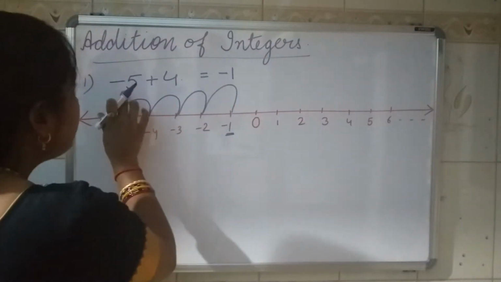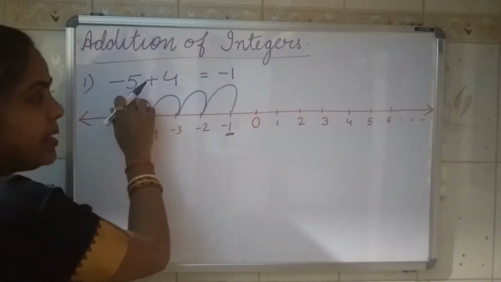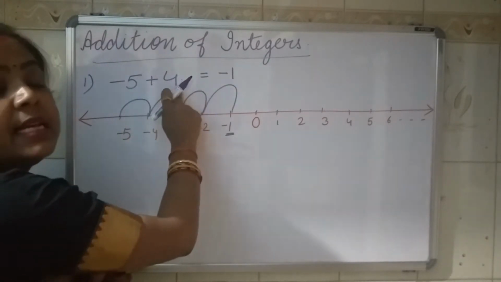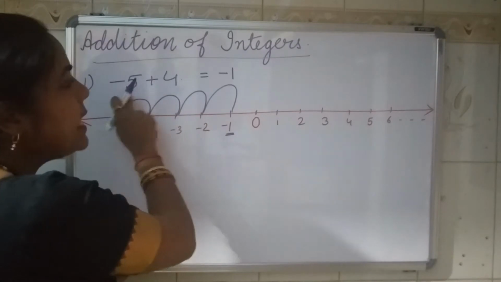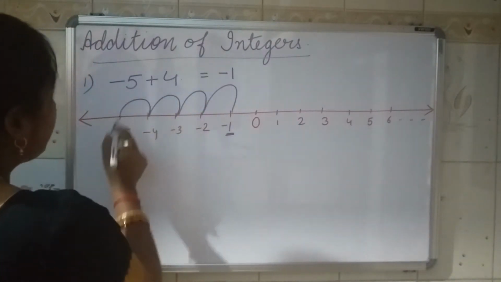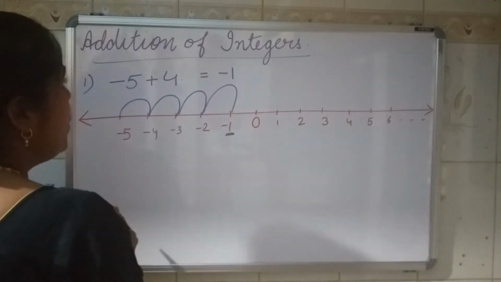Clear? Whatever the number is written first, we will begin from there and we have to take small jumps. How many times? What is the second addend? This is the first addend. This is the second addend. Clear to you? So this is minus 5 plus 4 is equal to minus 1.